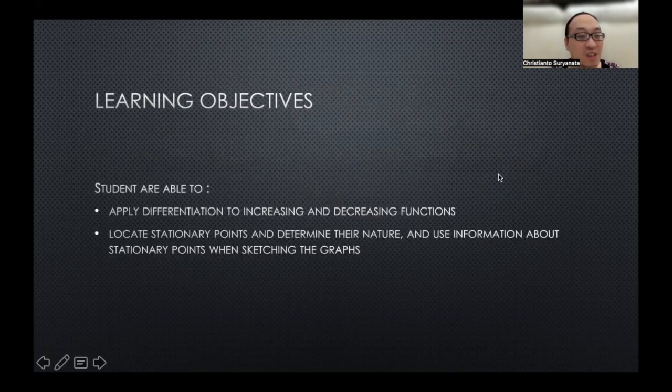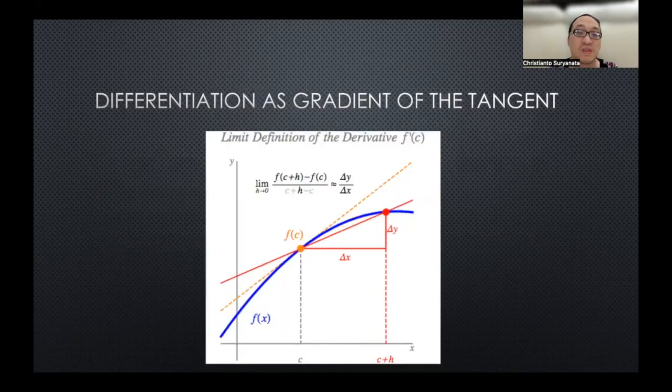This is the learning objective: we hope you can apply differentiation to find the increasing and decreasing regions of a function, and then locate the stationary points and determine the nature of the stationary points. This information can be used to help us in sketching the graph. So let's start with the very first concept.